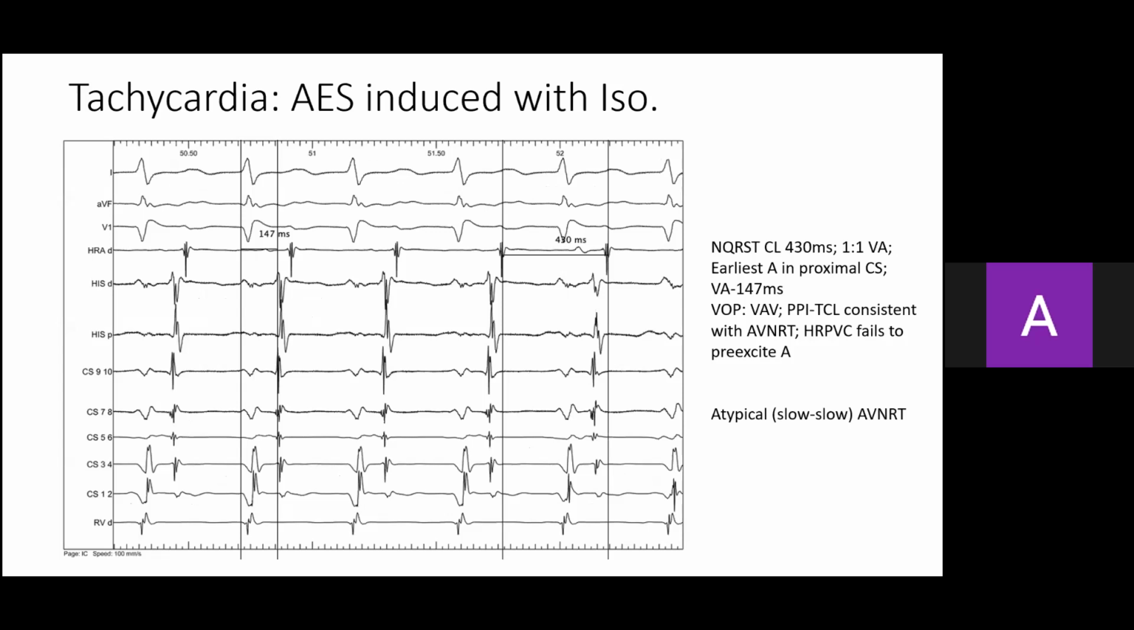Tachycardia was induced with single atrial extras after isoprenaline infusion. It was narrow QRS tachycardia, cycle length 430 milliseconds, VA 147 milliseconds, and VA relationship was 1:1 with central atrial activation, earliest in proximal CS. We did RV overdrive pacing, which showed a VAV response, and PPI minus TCL was consistent with AVNRT, and the refractory PVC failed to pre-excite. Based on these findings, we diagnosed atypical AVNRT, slow-slow type, and proceeded with slow pathway ablation.